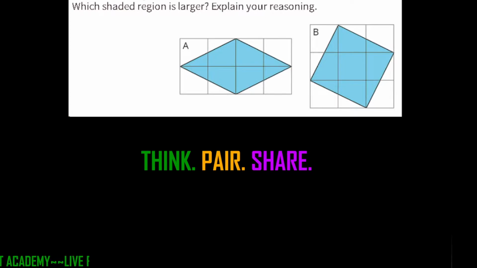In this video, we're starting a new unit. In Unit 8, we're talking about some Pythagorean theorem and irrational numbers, which we will kind of build towards throughout the unit. But what I want you to do right now, it says this: which shaded region is larger?